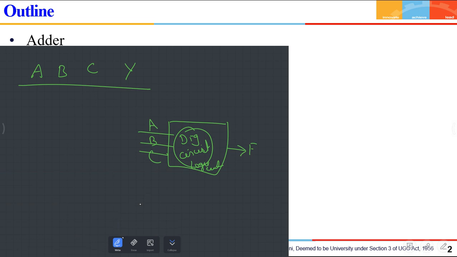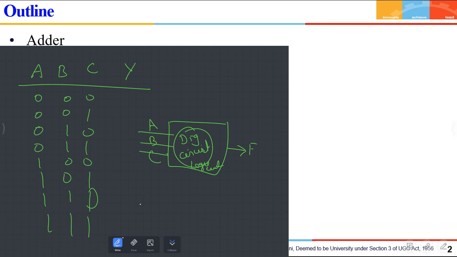So your ABC are boolean variables, right? They can take either 0 or 1 only. They cannot take anything else. That means for 3 input variables, how many variations of inputs are possible? 8. 8 variations, right? So my ABC can be 0, 0, 0. 0, 0, 1. 0, 1, 0. 0, 1, 1. 1, 0, 0. 1, 0, 1. 1, 1, 0. 1, 1, 1. These are the combinations, right?